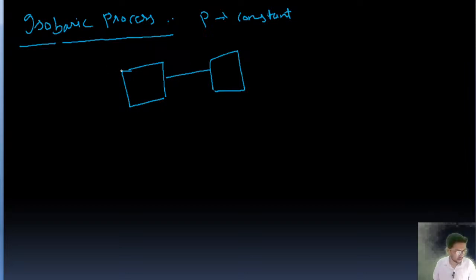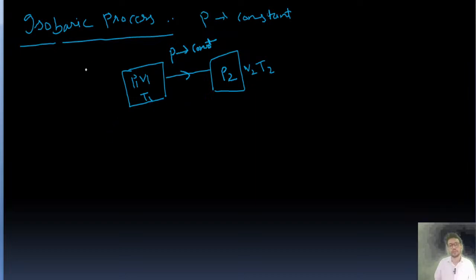This one is P1, V1, T1, and this is P2, V2, T2. And P is constant. So this is the isobaric process.